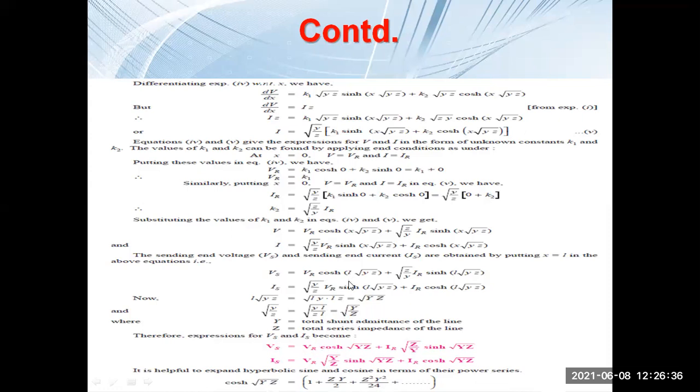This you can substitute. So this becomes Vs equal to Vr cos hyperbolic square root of YZ plus IR square root of capital Z by Y sine hyperbolic square root of YZ. Is equal to Vr into square root of capital Y by capital Z sine hyperbolic square root of YZ plus IR cos hyperbolic square root of YZ. So cos hyperbolic square root of YZ becomes 1 plus YZ by 2 plus Y square Z square by 24. This is a series basically. So this is the final expression of the Vs and Is for the long transmission line.